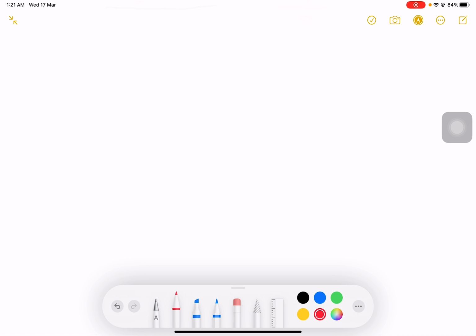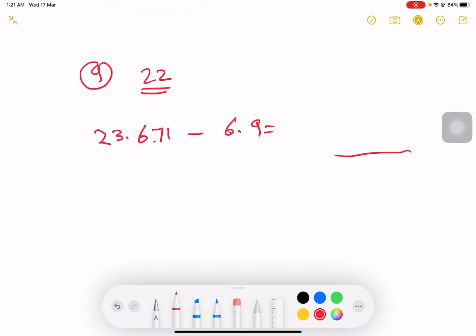I will solve the question, for example, question 9, page 22. They write the question horizontal: 23.671 minus 6.9. You are going to put the numbers under each other, vertical. This is horizontal, this way we call it horizontal. You are going to write this number here and this number under it.